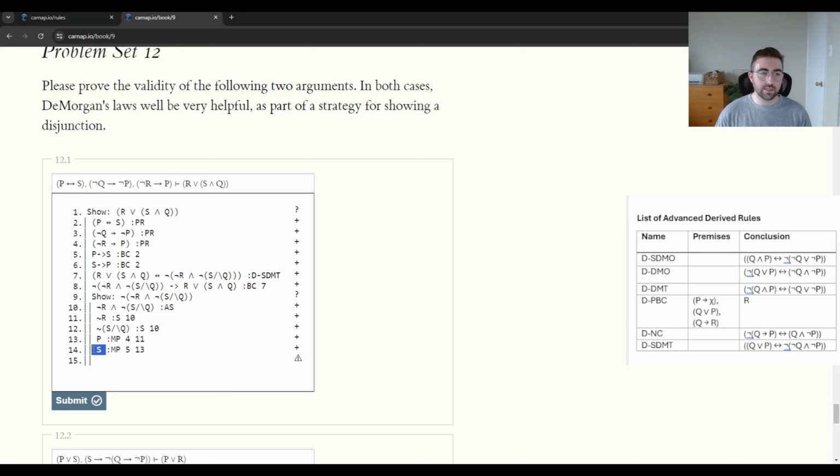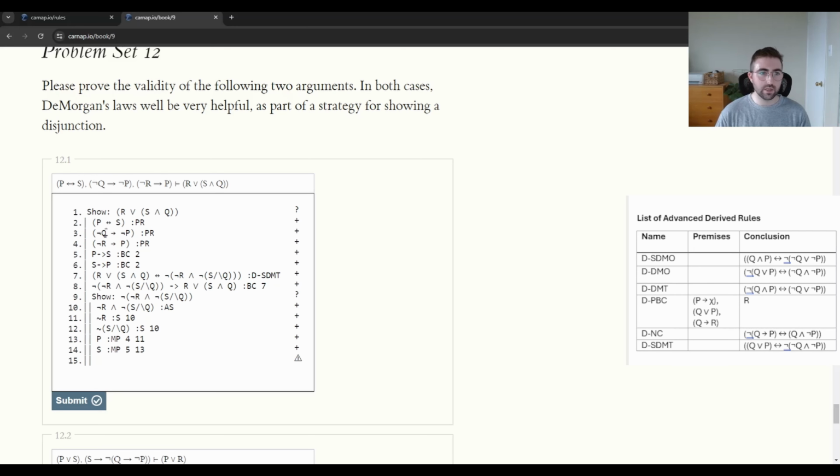Well, we already have an S, so maybe we can get an S and Q. And if we can get an S and Q, then we can get a contradiction, right? So let's look for how we get a Q. Well, we have this not Q up here on line 3. So if we can get a negation of not P, we can get a negation of not Q, which will be not Q. And if we have not Q, we can get Q by double negation elimination.